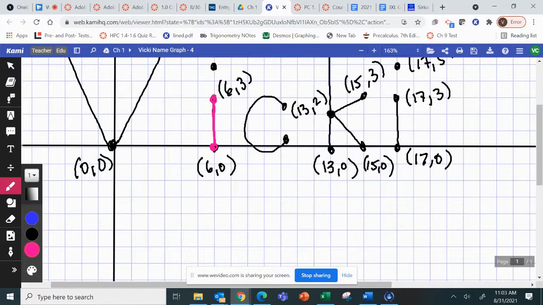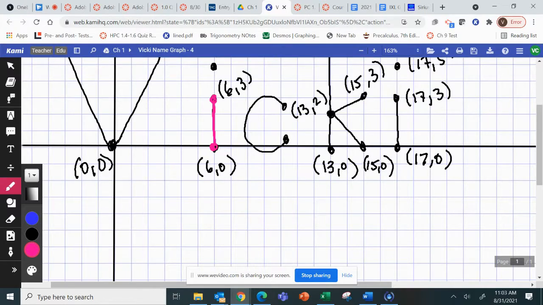Megan, do you know the equation of this by any chance? I know I just called on you and you didn't volunteer. Sorry. Aren't you the one that said they have the same X? Yeah, so if they have the same X, what is that X? 6. That's my equation for the vertical line.